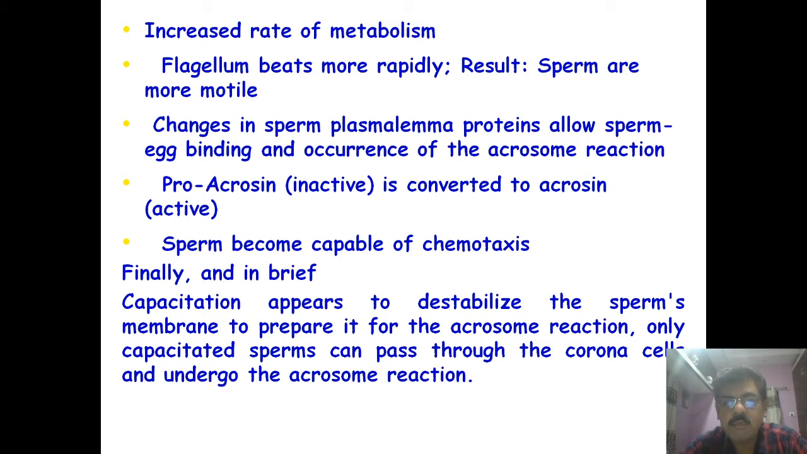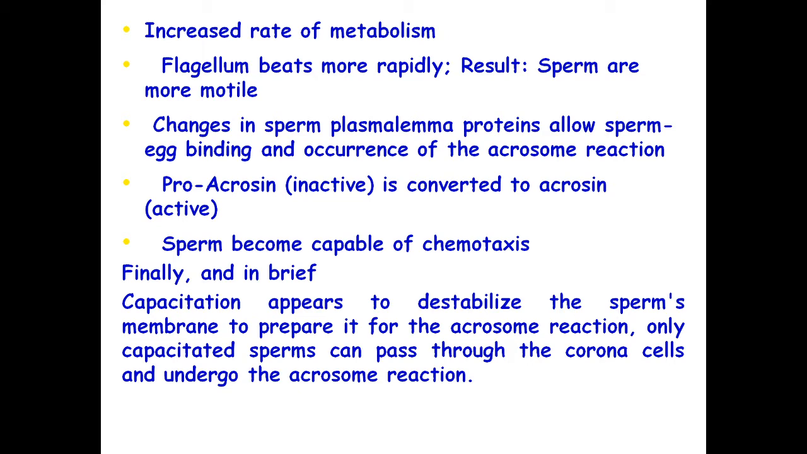The proacrosin, which was inactive, is converted into the active acrosin. The sperm becomes capable of chemotaxis, or recognizes the chemical on the surface of the ova. Finally, capacitation appears to destabilize the sperm's membrane to prepare it for the acrosomal reaction. Only capacitated sperm can pass through the corona cells and undergo the acrosomal reaction.